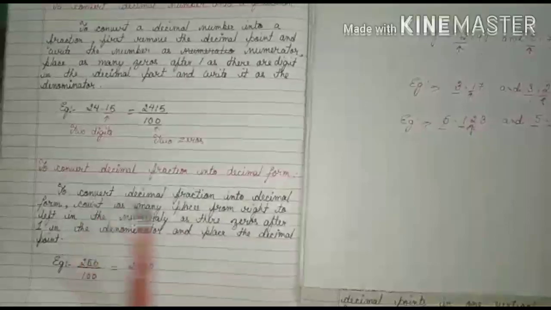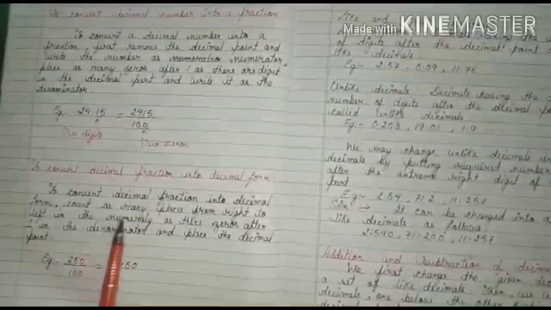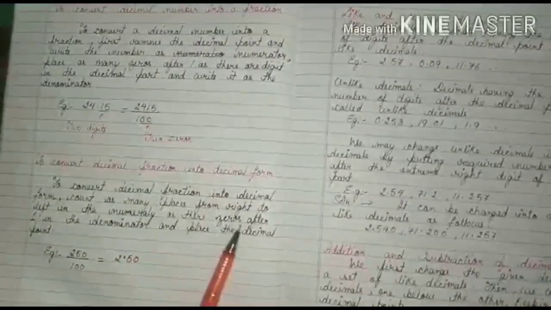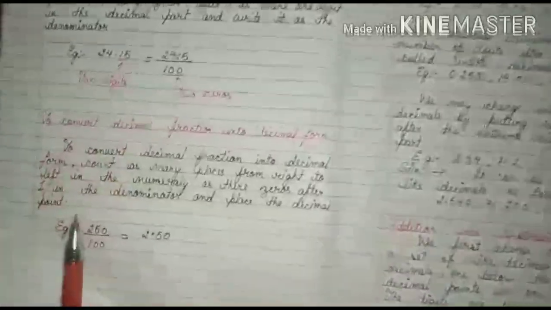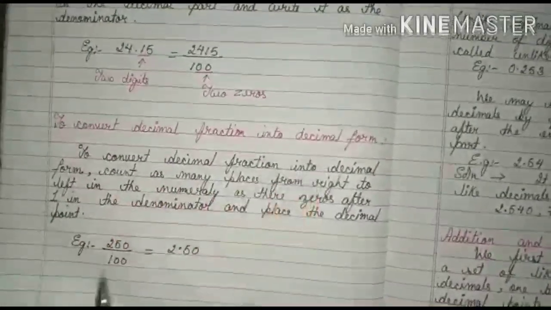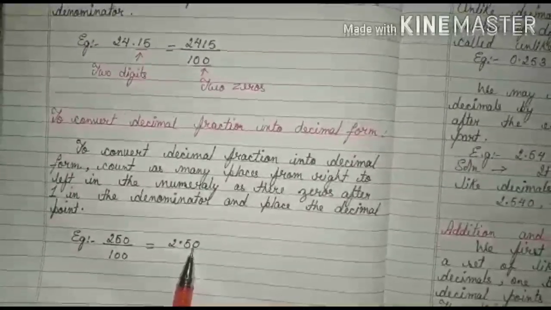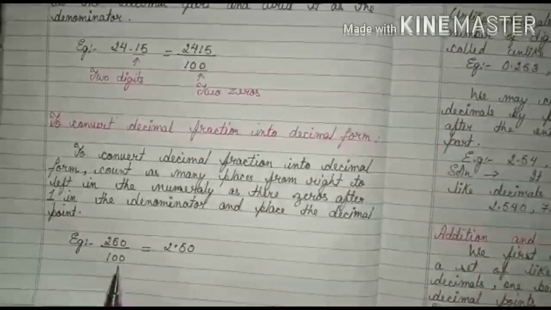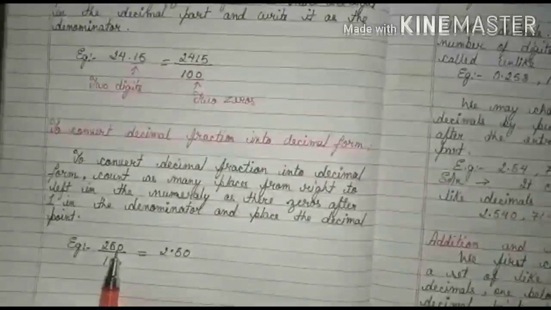Then to convert a decimal fraction into decimal form, count as many places from right to left in the numerator as there are zeros after 1 in the denominator and place the decimal point. Now, to change a fraction into a decimal number, we look at the zeros after the 1 in the denominator and place the decimal point in the numerator accordingly.